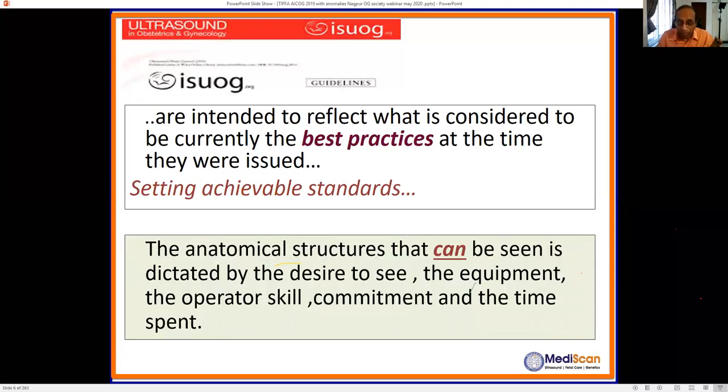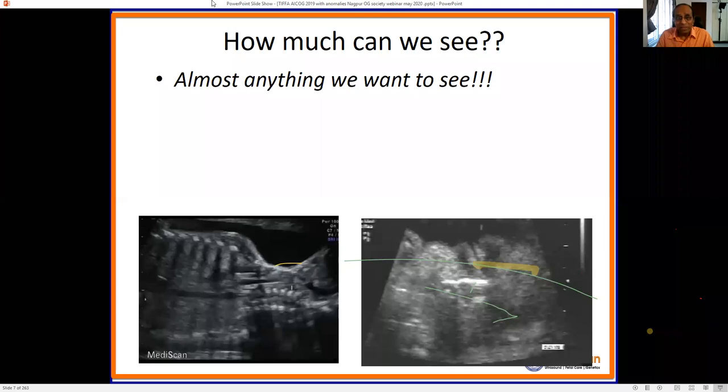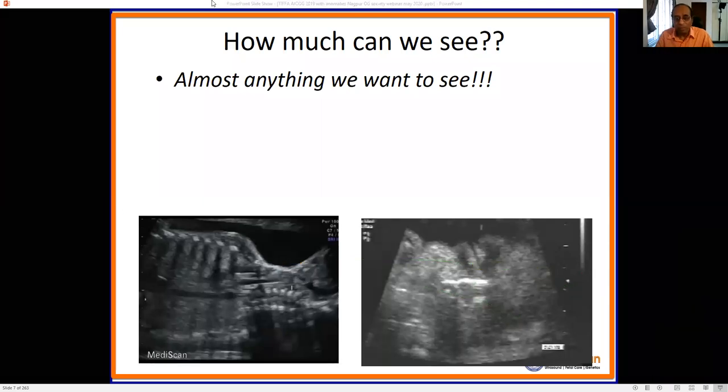So the anatomical structures that can be seen is dictated actually by the desire to see and the equipment, the operator skill, commitment, and the time spent. The more time you spend with the baby, the more information you will be able to pick up. There is no doubt about that. But the thing is, what is it that we need to see? Even though we can see a lot, what is it that we need to see? The question of how much we can see is almost anything that we want.